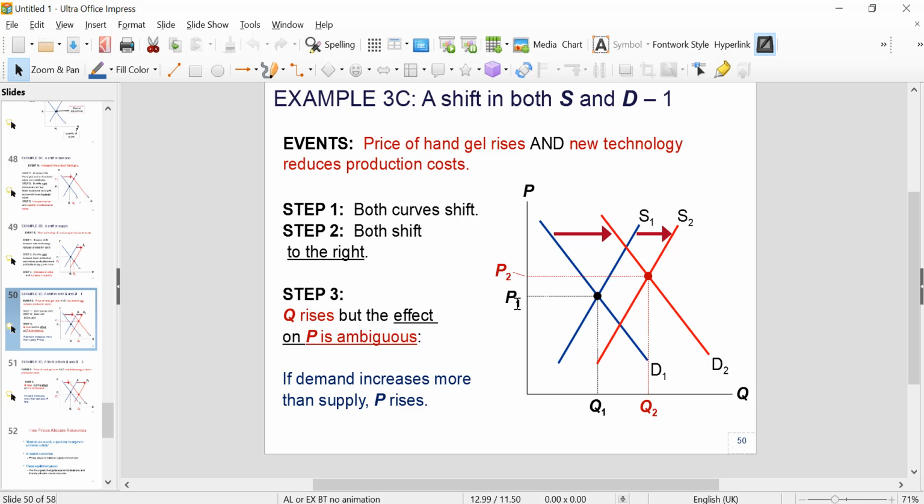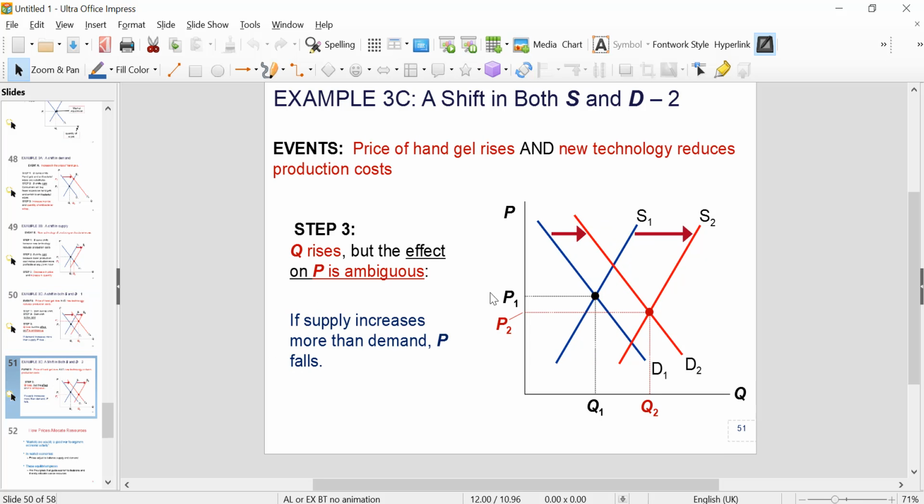But let's look at the second case here. In the second case, it's basically the same event. The price of hand gel increases, demand shifts to the right, new technology reduces the production cost, then the supply shifts to the right. But notice that this time supply shifts by a higher amount compared to demand. More supply means lower prices. So the price now is declining, going down here, while the quantity is increasing.